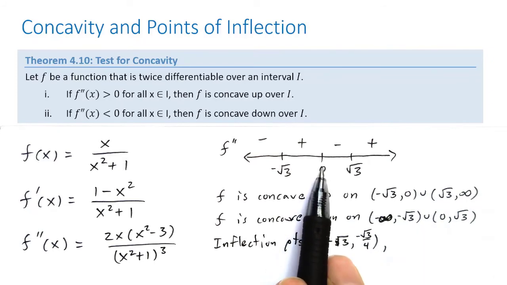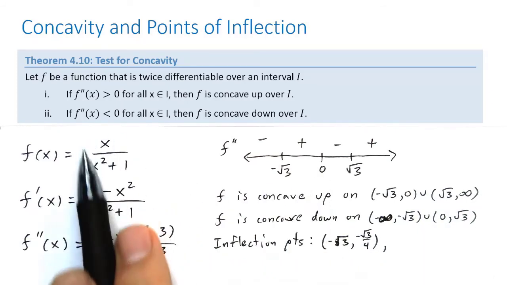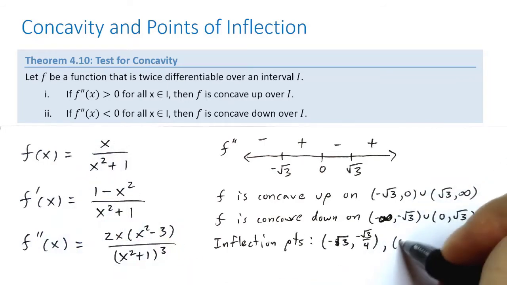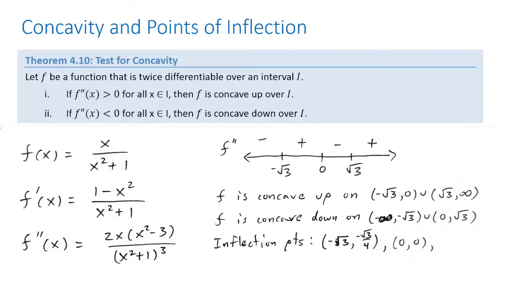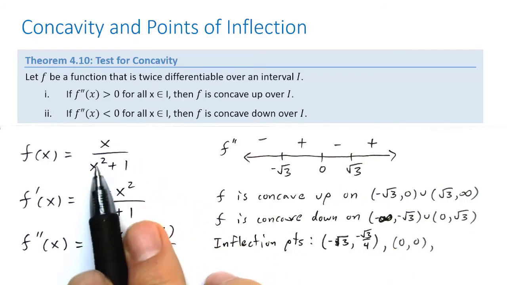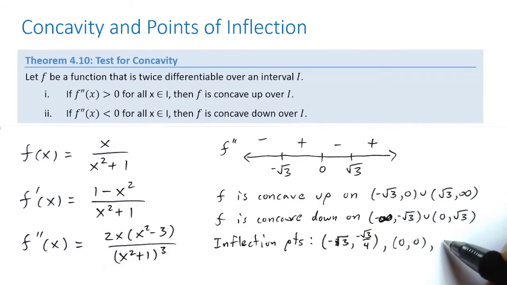Another inflection point happens here at 0. What happens when I plug in 0 into the function? Well, the numerator is 0, so the whole thing is 0, right? So the point 0, 0 is an inflection point. And then finally, if I plug root 3 into here, I get root 3 over 4. So that is my last inflection point.